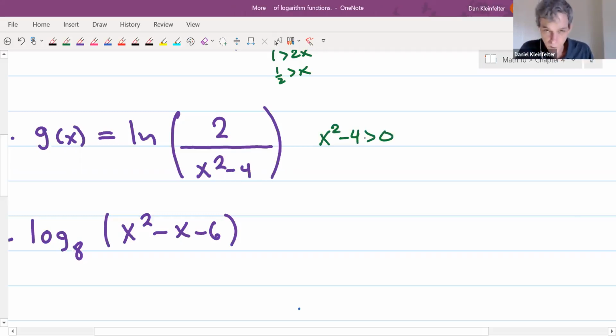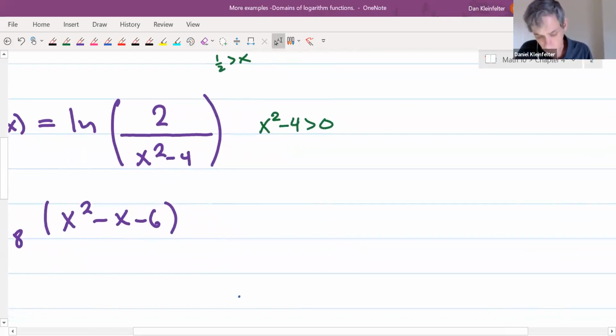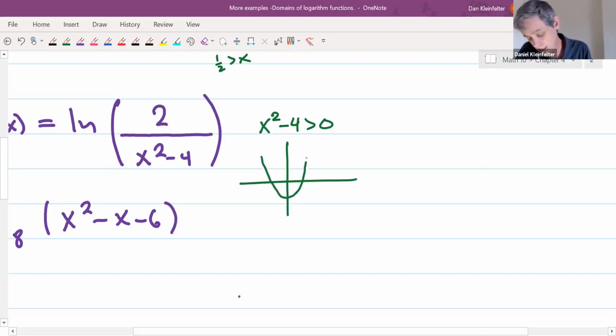Okay, so there are several ways of doing this. You could do this using a sign chart. I think it's easiest to do this using the graph. This is not the graph of the logarithm. I need to know where x squared minus 4 is positive. That is a quadratic function with vertex at (0, -4), right?